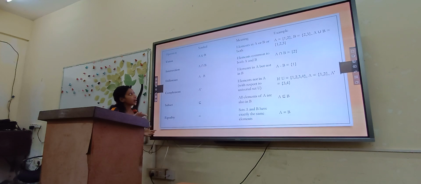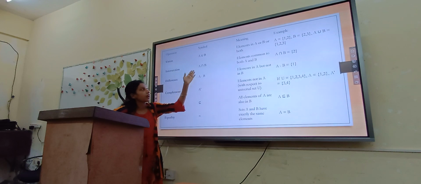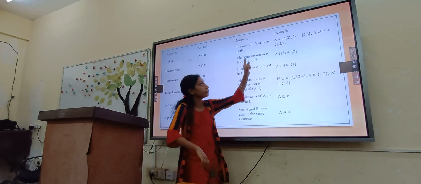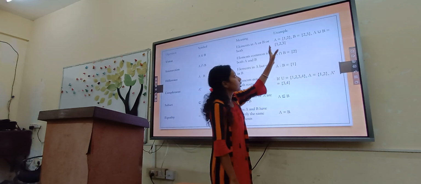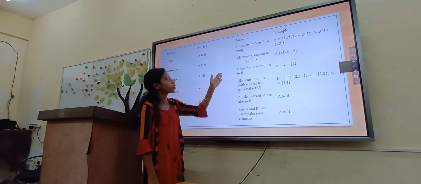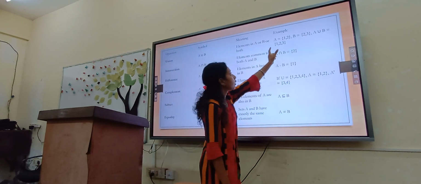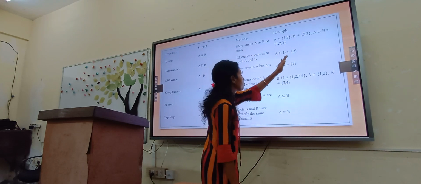Then in set theory there are operations. The first operation is union, with the symbol U. For set A and set B, A union B means elements in A or B or both. Example: A is 1, 2, and B is 2, 3. Then A union B is 1, 2, 3. Then intersection: A intersection B means elements common to both A and B. The common element is 2, so 2 is the intersection.